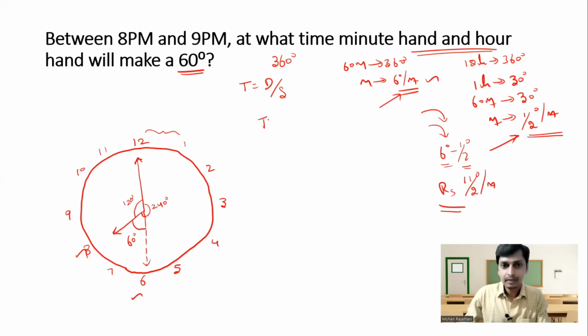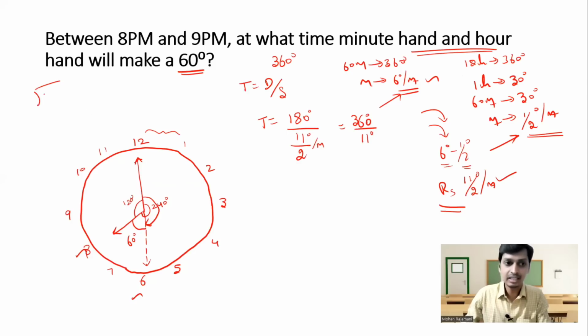So time you have to calculate. Time equals distance by speed. What is the distance this minute needle has to cover? This minute needle has to cover 180 degrees, right? So 180 degrees is the total distance it has to cover. Now, what is the speed? For speed, we have to take the relative speed, that is 11 by 2 degrees per minute, right? Now we can reciprocate. We get 360 degrees divided by 11, right? So when you reciprocate, you get 360 by 11.